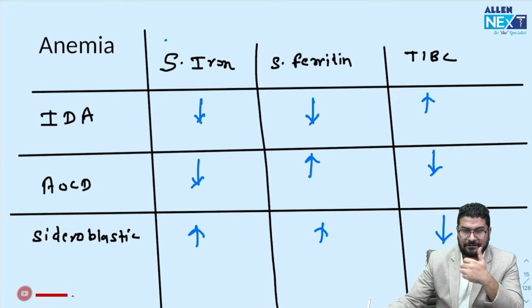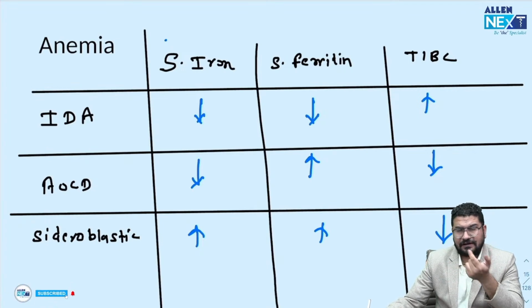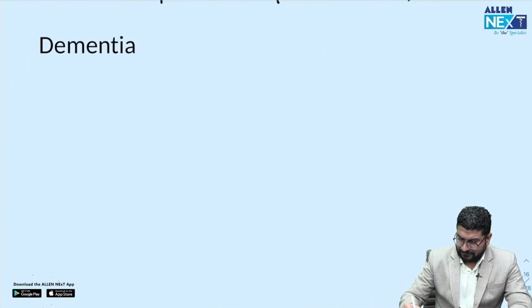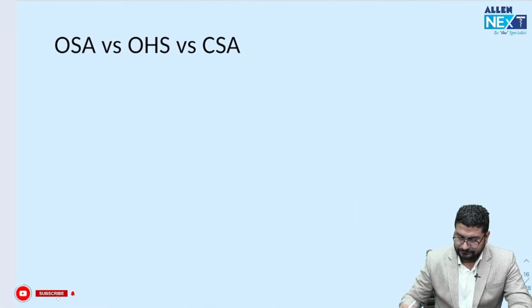They ask you what is the diagnosis. They will give you some parameters: serum iron, ferritin, and TIBC, total iron binding capacity. Then there is a psychiatry overlap with a medicine question. They'll ask you about dementia.